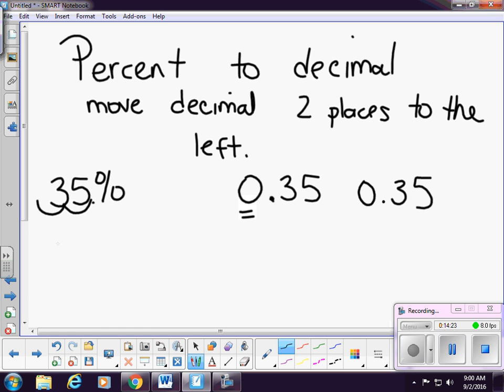Okay? What if I have 3%? I'm still going to move the decimal what? 2 places. It's hidden right there. So 1. So how am I going to force it to move 2? I've got to add a 0. So this one looks like 0.03.